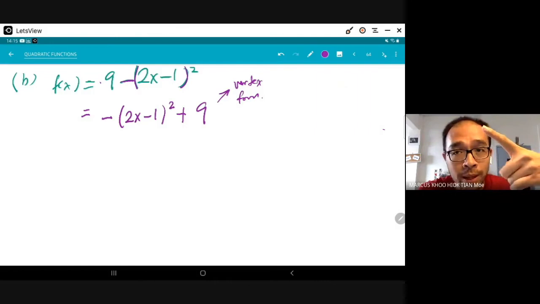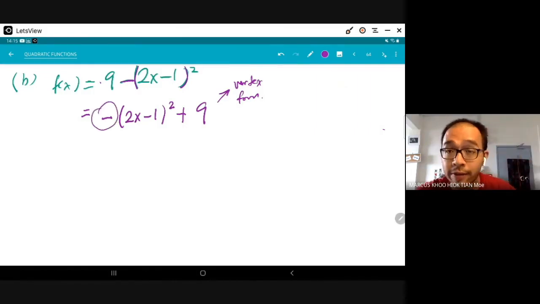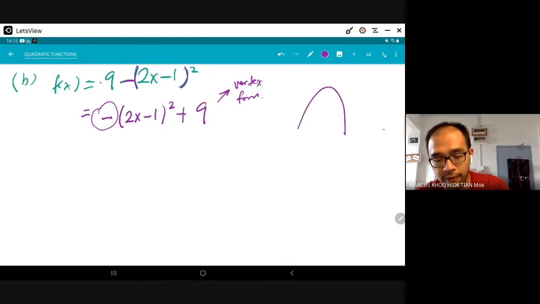Is it a minimum or maximum graph? It is a maximum graph because there is a negative number in front. So, maximum graph. What is my vertex? My vertex is, okay, be careful here. Be careful with this. This is a bit tricky. The x is always a problem.